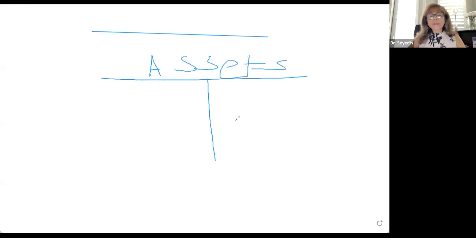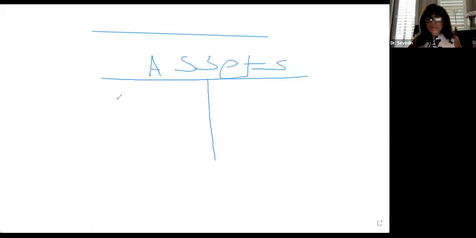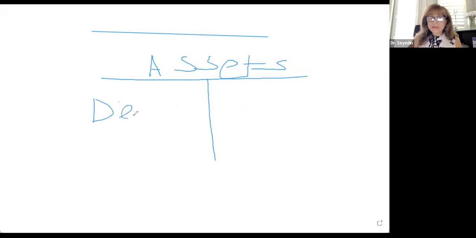Now, the rules of debits and credits. I mentioned that every increase is shown on the left side. So the left side, this side, we call that the debit side. In accounting, the left side of an account is called a debit side.